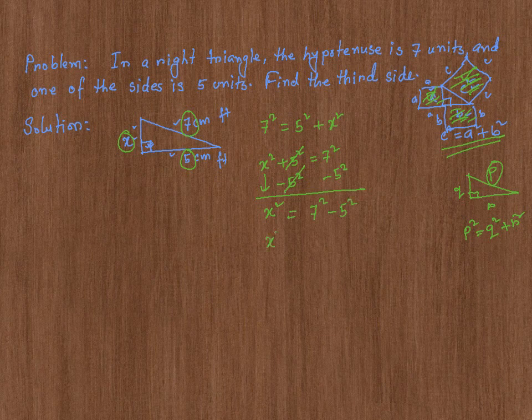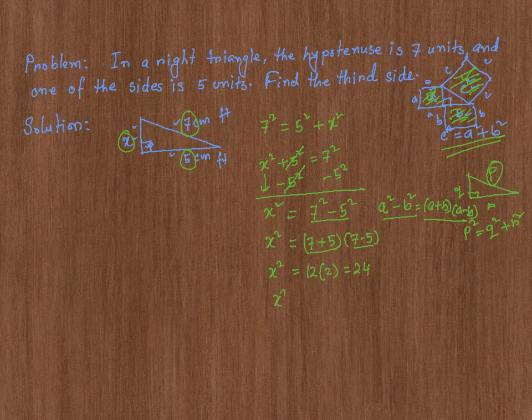Now by the way, I can simplify this further. x squared is equal to, now this is a difference of squares, so I could write it as 7 plus 5 times 7 minus 5. Remember, the difference of squares says a squared minus b squared is equal to a plus b times a minus b. That's exactly the formula I used here to simplify it. So x squared is equal to 5 plus 7, which is 12, times 7 minus 5, which is 2. So it's just 24.